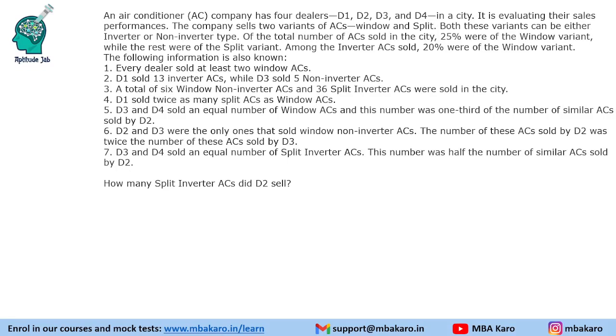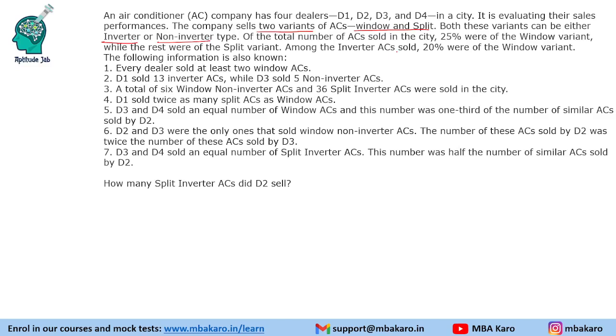This set from CAT 2023 slot 3 DILR says that an air conditioner company has 4 dealers D1, D2, D3 and D4 and it is evaluating their sales performance. The company sells two variants of ACs, window and split, and both these variants can be either inverter or non-inverter type. Right, so we will have the ACs of two kinds, window and split, and within that, inverter and non-inverter.